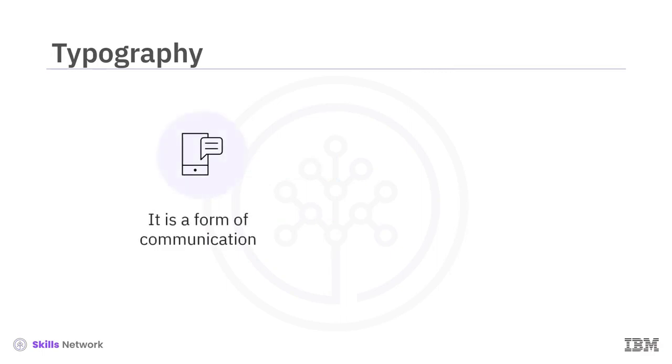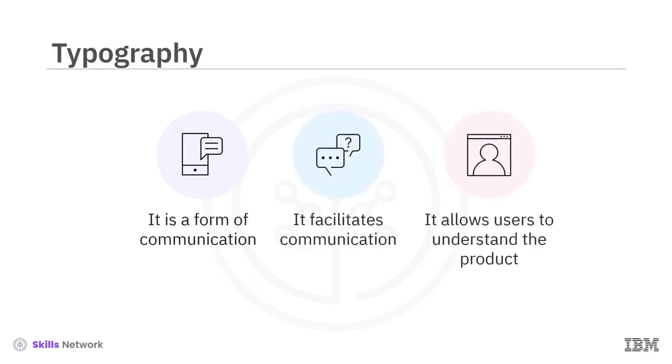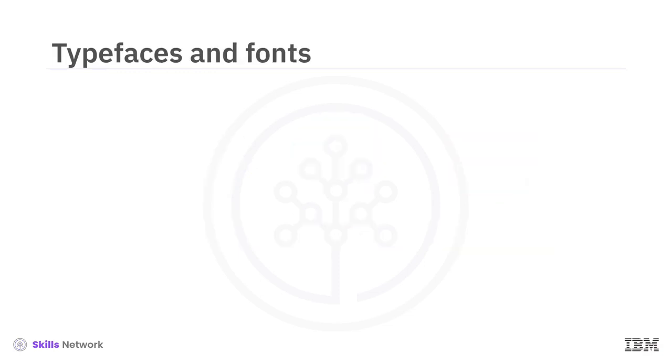Typography is a form of communication that designers employ to communicate visually with users. It also facilitates communication, allowing users to follow and comprehend a product better. Typography comprises 2 components, typefaces and fonts.